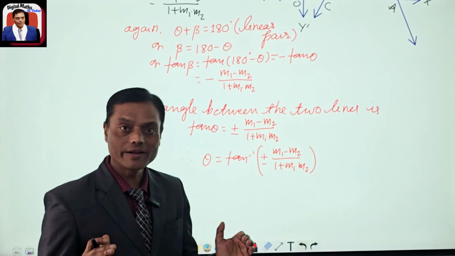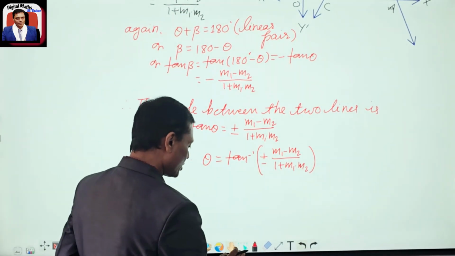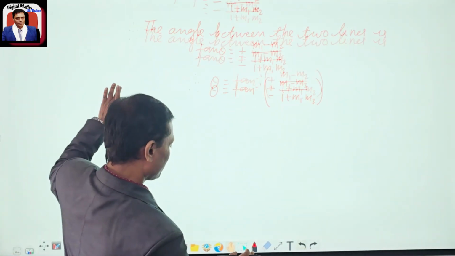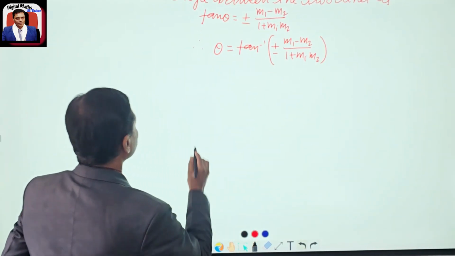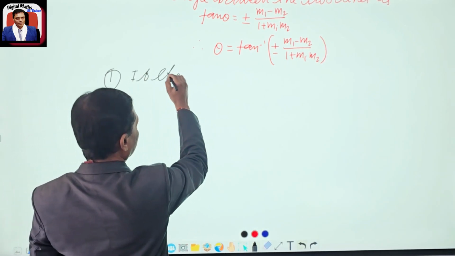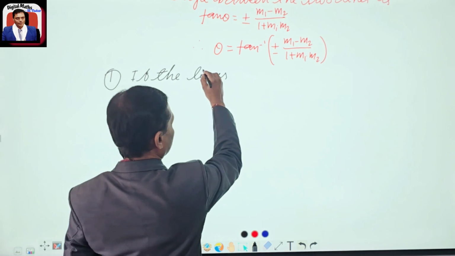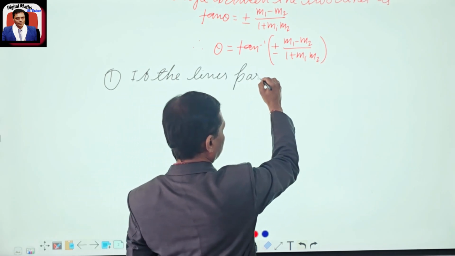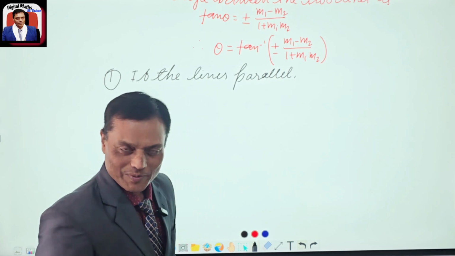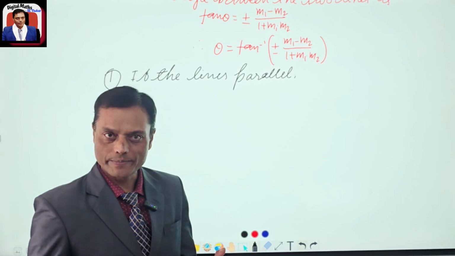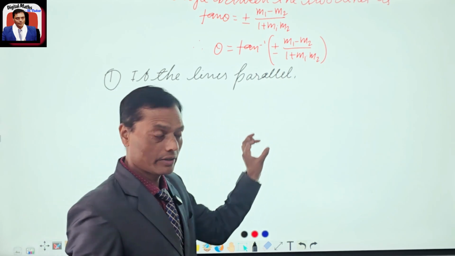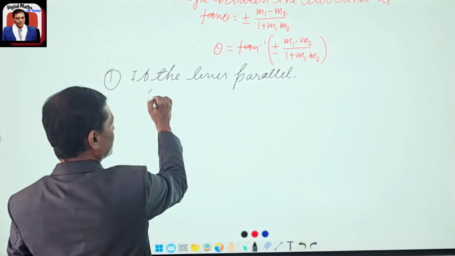Now I am going to explain some cases. Generally we have two cases. The first case is if the lines are parallel. If the lines are parallel, what is the angle between them? Obviously, the value of theta will be 0 degrees.